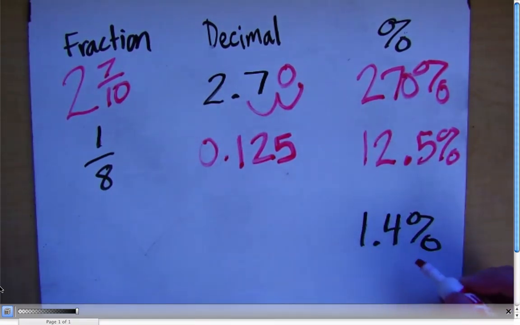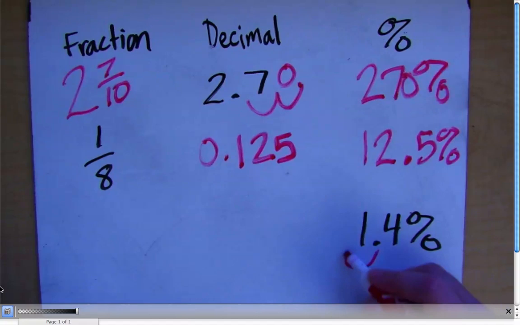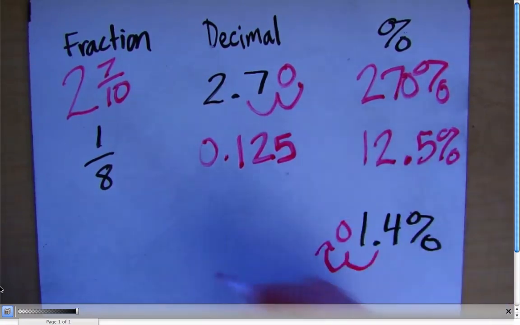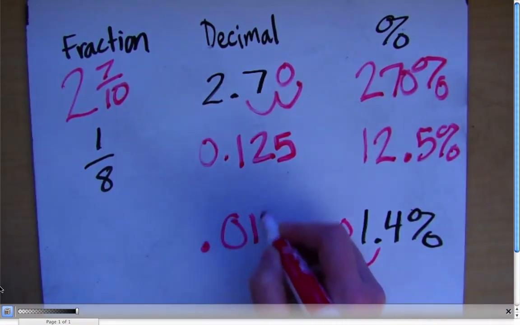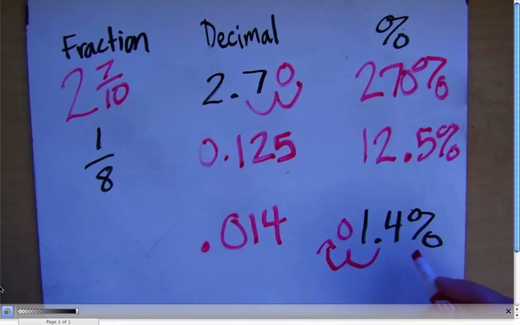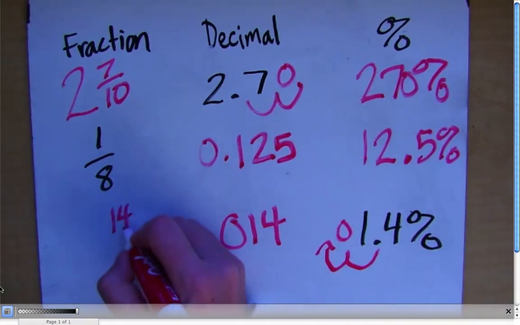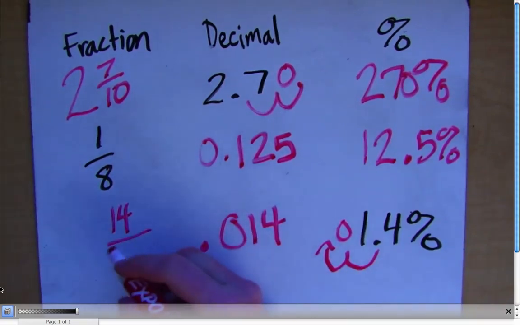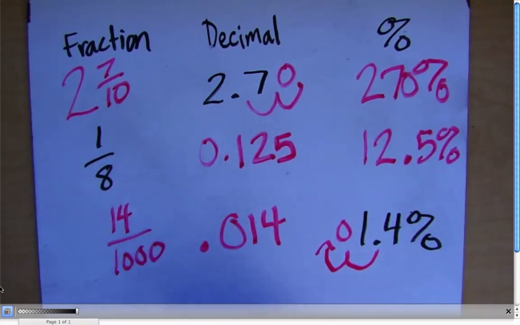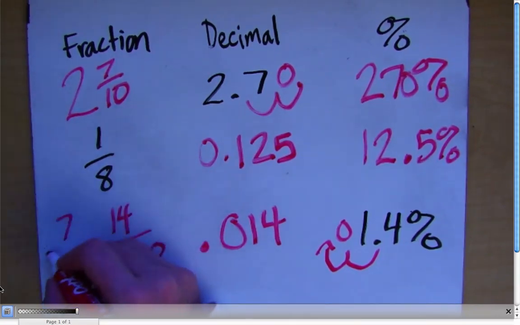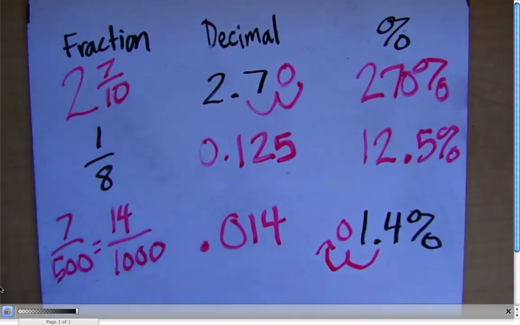And the next one, 1.4%. Remember, you slide it the other direction twice and add a 0. So that would be 0.014, which makes sense because 1.4% is a very small amount. And the fraction would be 14 out of tens, hundreds, thousands. So 14 out of the thousands. And then simplify that down, we can divide by 2, so 7 out of 500 would be my final answer.